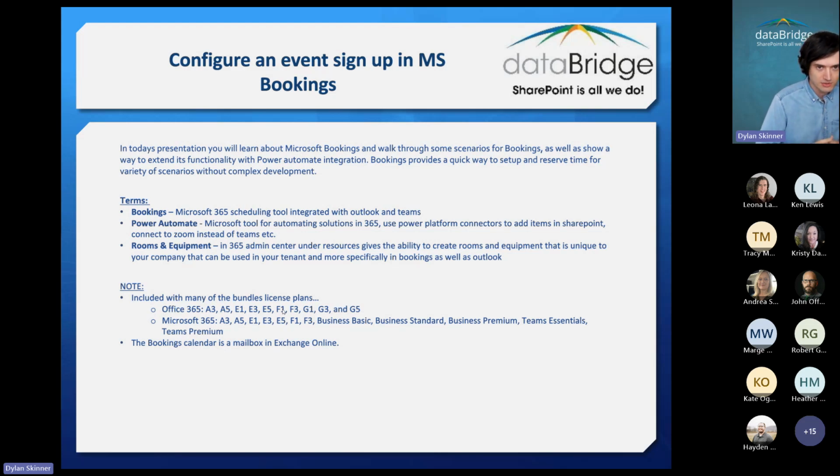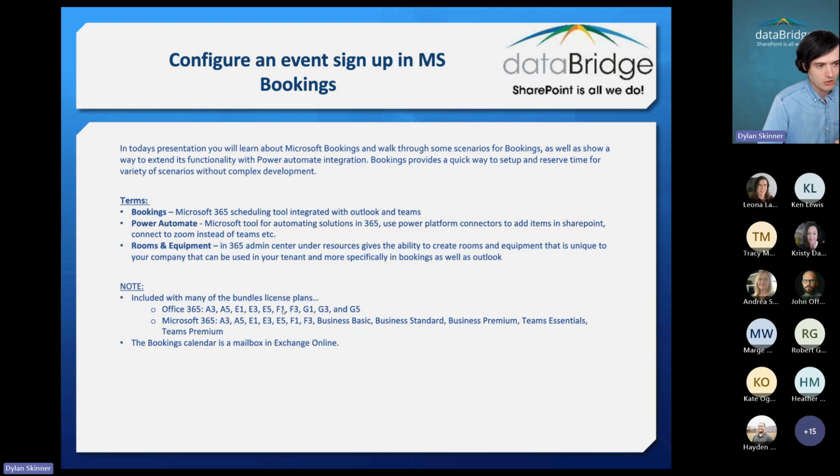Something like if you wanted to connect to Zoom or Teams or whatever you may want to do, you can do some additional automation. And what I'll show is actually connecting to SharePoint. Another term here is rooms and equipment. Some of you that have been using Outlook for a long time may be familiar with this, but in 365, in your admin center, you have the ability to create your own unique rooms and equipment that could be used in your tenant. Specifically for this, I may show that as well, using a room that I already have configured in my admin center as the location, as opposed to a physical GPS location that would be in Google Maps or something like that.